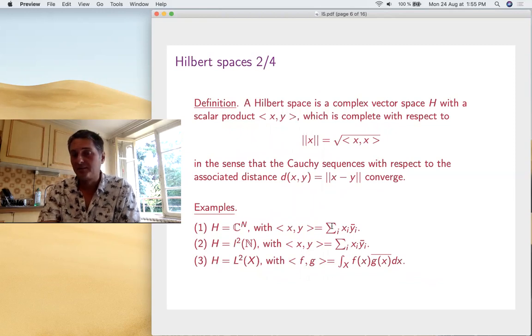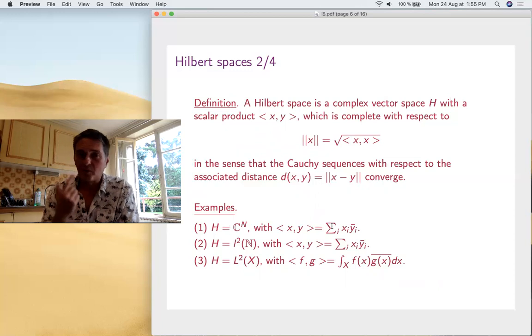These are the complex vector spaces with a scalar product, such that the space is complete with respect to this distance. Complete meaning that Cauchy sequences converge. So what are the examples? Of course, Cn, l2 of N if you want, you can also take infinite sequences. Also importantly, we can take spaces of functions, where the scalar product is the integral of f g bar. Actually, this third example generalizes the first ones, because if you take X to be a discrete space like 1 to n with a counting measure, you get Cn, right?